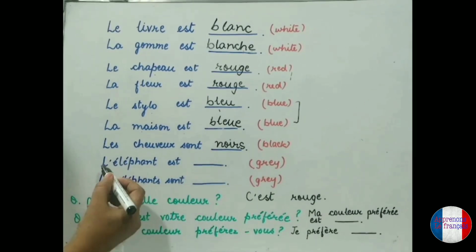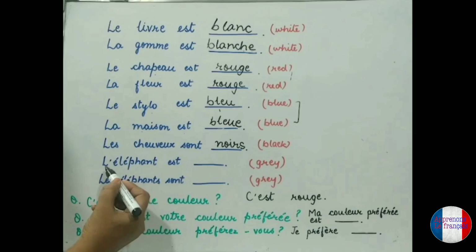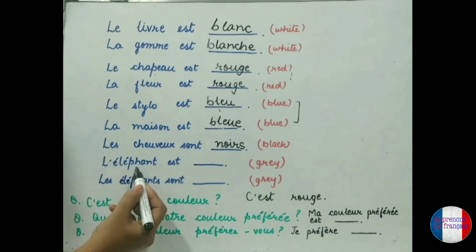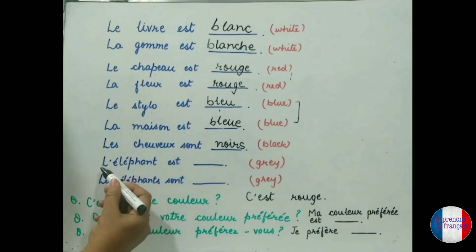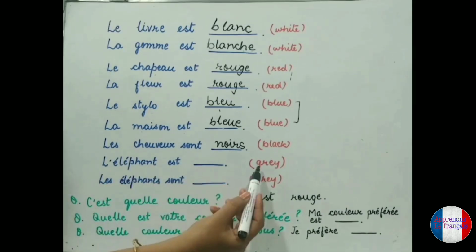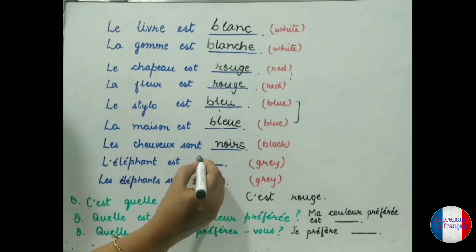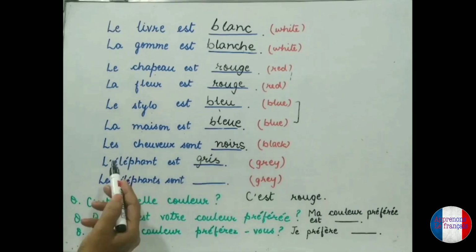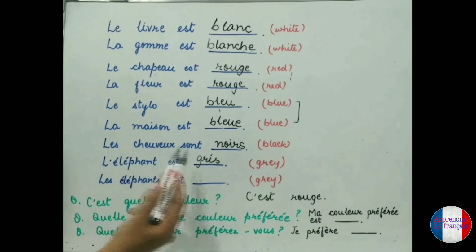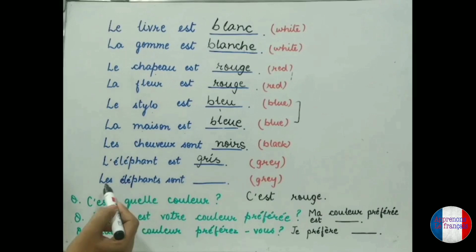Okay. Now the next sentence is l'éléphant. Do you remember what is an elephant? That's easy. It's same as in English. L'éléphant est, you have to write the color gray. The color gray in French is, yes, you got that right, gris. So l'éléphant est gris. Now we have made this plural.